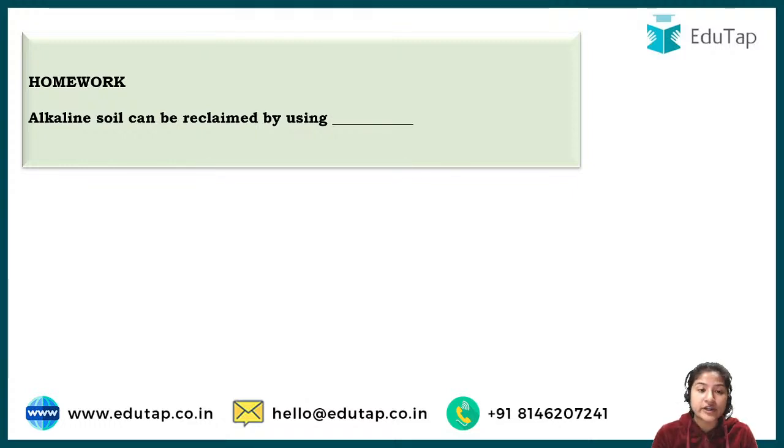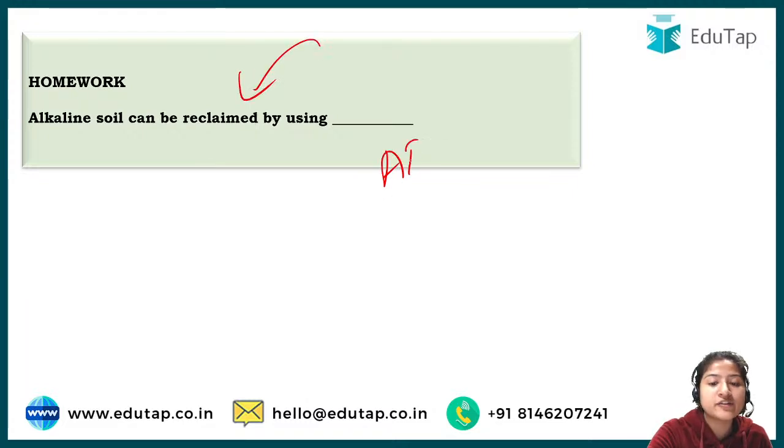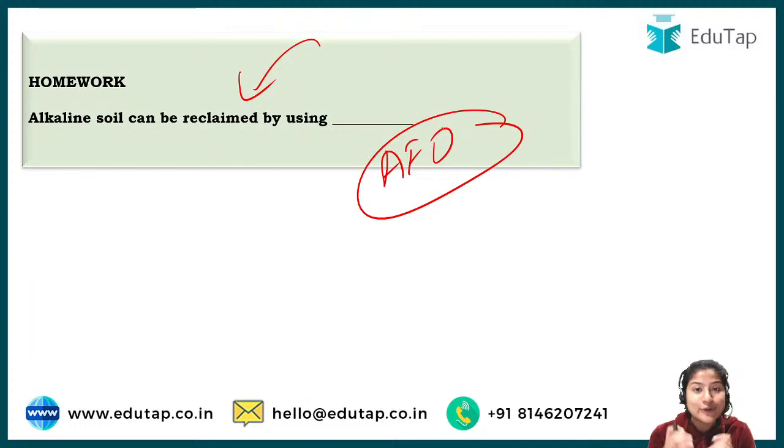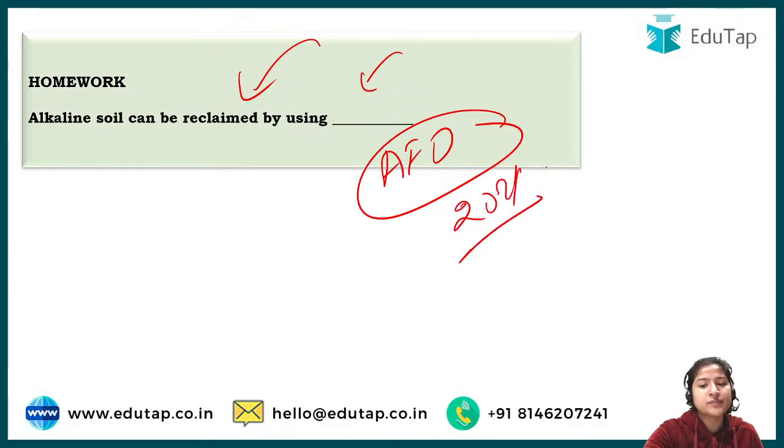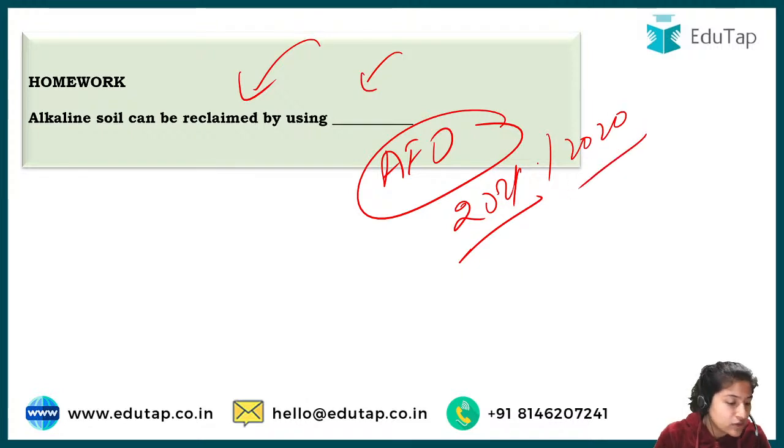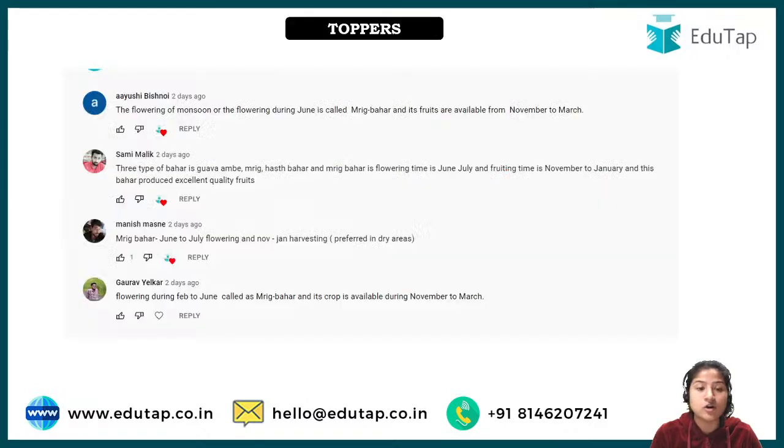Right now you have homework for today. Again, do not ignore whatever I'm asking you, this homework. This is your previous year question of AFO, I'm telling you. So at least now you will go and read about it. Alkaline soil can be reclaimed by using, that you have to tell. I guess this is of 2021 only. If not 2021, it is 2020, but it is of this year only. So here you have to tell the correct answer. Comment down below, I'll definitely give a shout out to people, just like I'm giving for the last one.